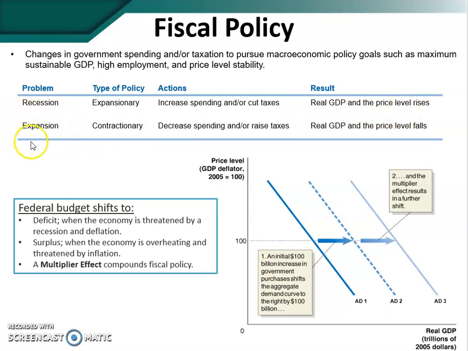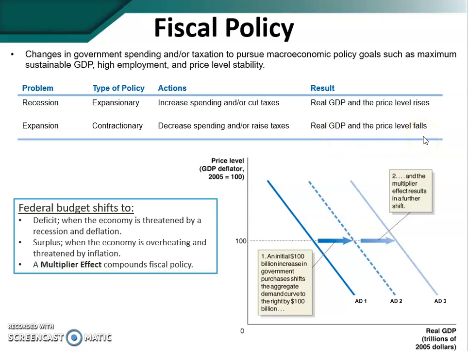If we're in an expansion where we have a booming economy, but inflation is rearing its ugly head, then the policy might be contractionary. In this case, we do the opposite. The government would spend less, they'd buy less stuff, and or raise taxes. By raising taxes, you would have less money to buy stuff. In both cases, there'd be less spending in the economy, and that would lower GDP, and the price level would fall.